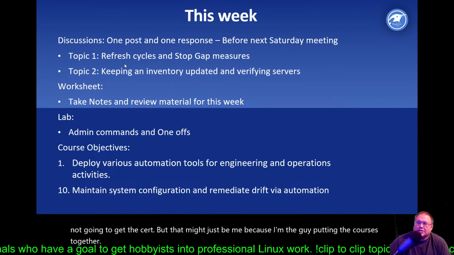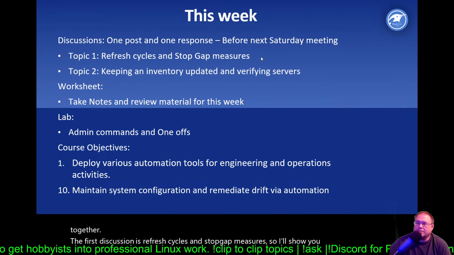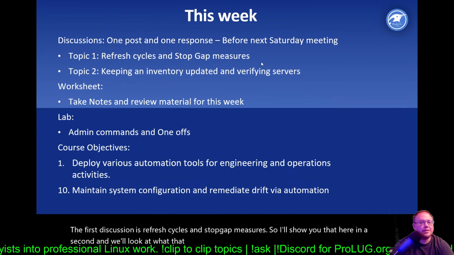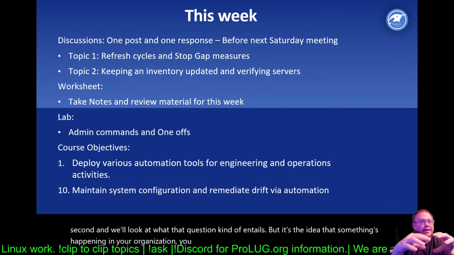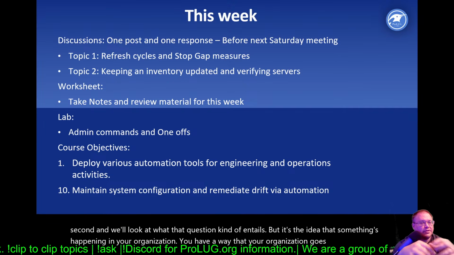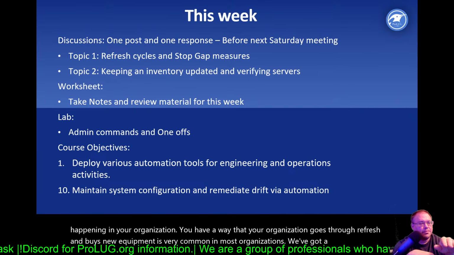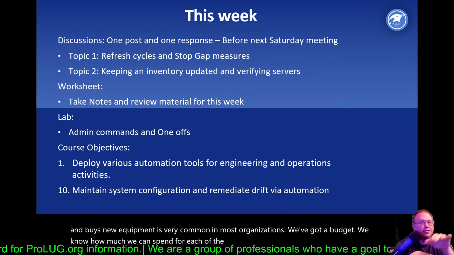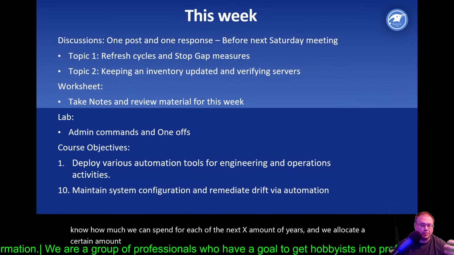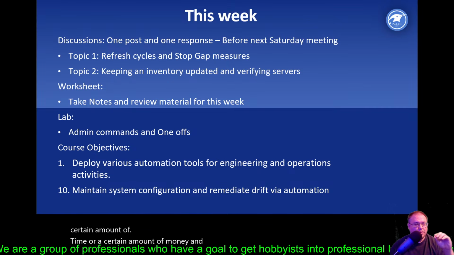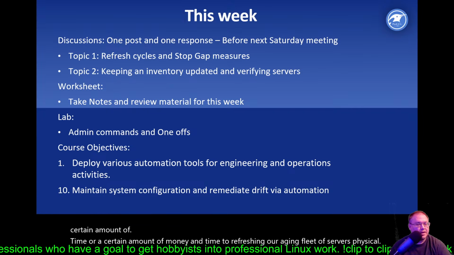The first discussion is refresh cycles and stopgap measures. I'll show you that in a second, and we'll look at what that question entails, but it's the idea that something's happening in your organization. You have a way that your organization goes through a refresh and buys new equipment. This is very common in most organizations. We've got a budget, we know how much we can spend for each of the next X number of years, and we allocate a certain amount of money and time to refreshing our aging fleet of servers, physical servers, and virtual machines.